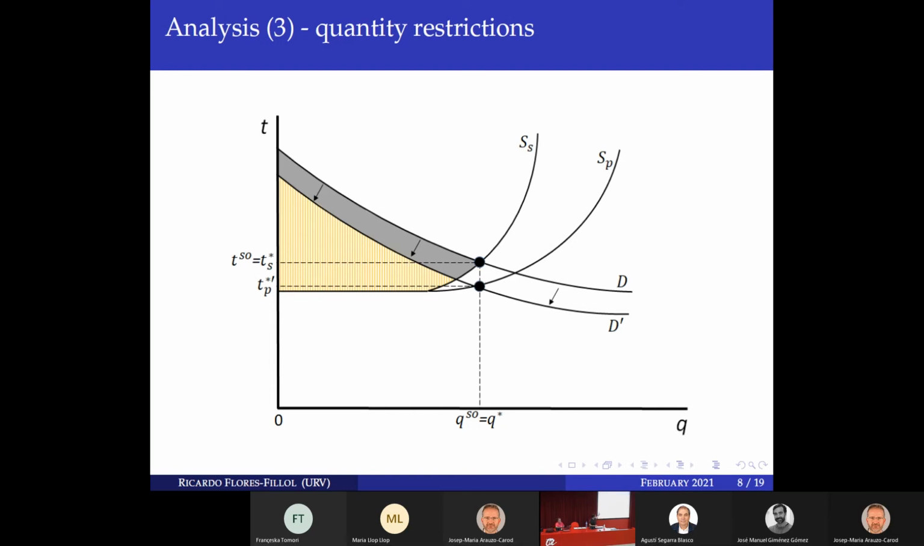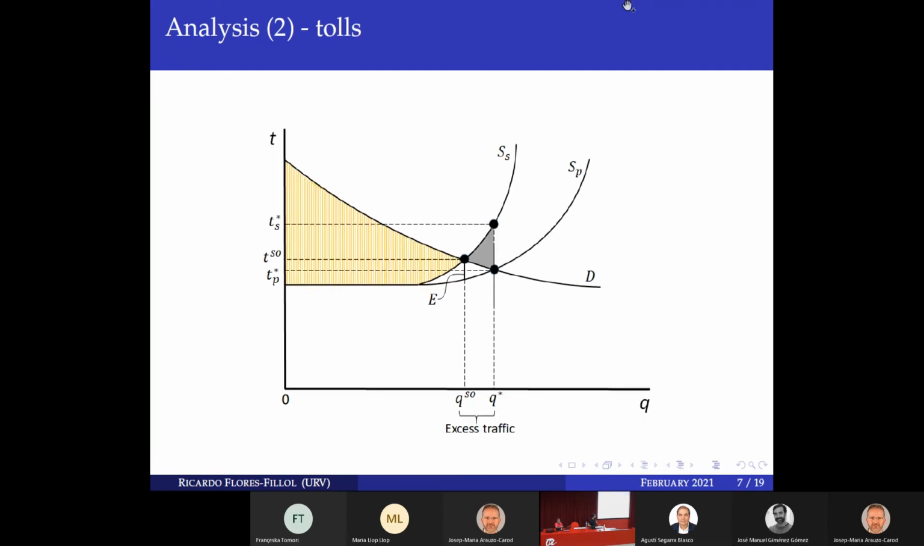But as you can see here, I didn't mention it in the previous slide, the excess traffic, of course, generates a deadweight loss, which is this gray area, because in this gray area, the social cost is larger than the valuation of the commuters in this excess traffic region. So this is a welfare loss. And then what you have in yellow is just the total welfare in the social optimum.